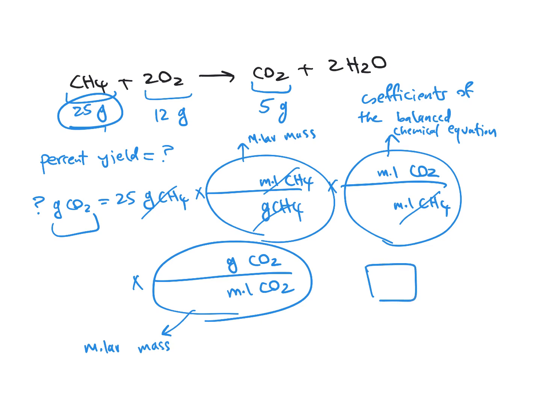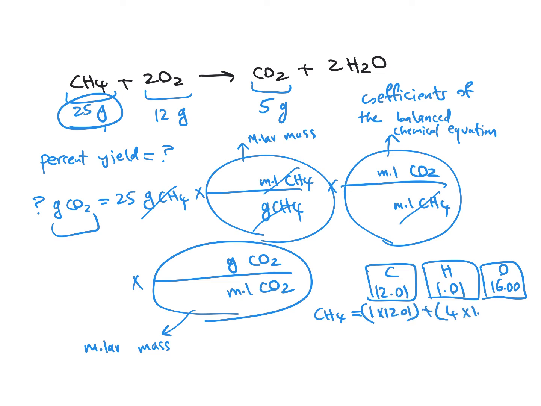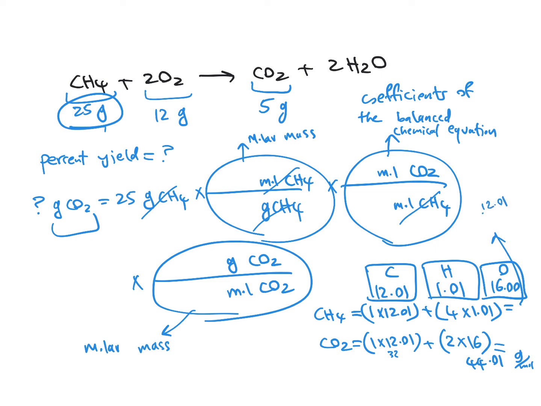So CH4, if you go to your periodic table, you see this number for H, C, and O. Okay, so CH4 would be 1 carbon plus 4 hydrogens, right? What else do I have? CO2. CO2 would be 1 carbon plus 2 oxygens. So this is 32, would be 44.01 grams per mole. And for this one would be 12.01 plus 4.04. So 16.05. Hopefully I wrote that correctly.